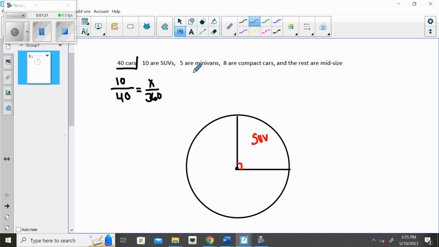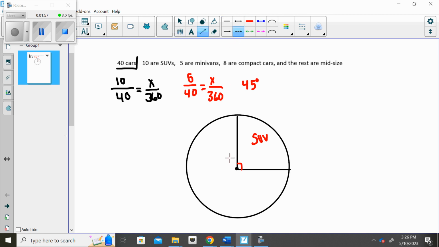Now we have 5 minivans, okay? So, again, I think you should be able to do this in your head, because if 10 out of 40 is a quarter, then in 90 degrees, half of that ought to be half of 90 degrees, okay? But again, if you didn't have that thought process, you could certainly do this, and this will come up with 45 degrees, okay?